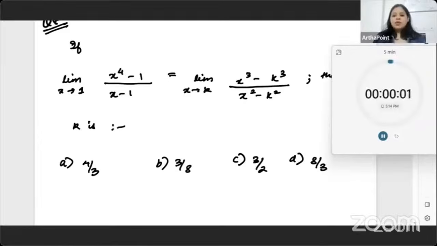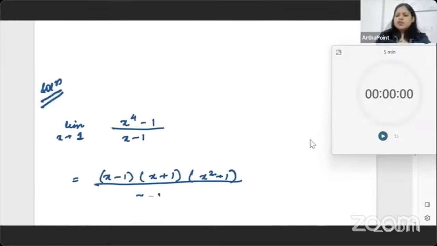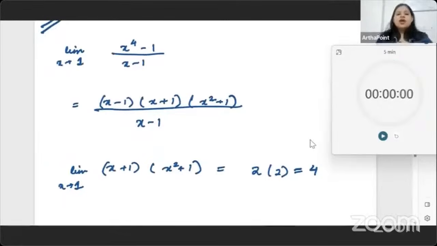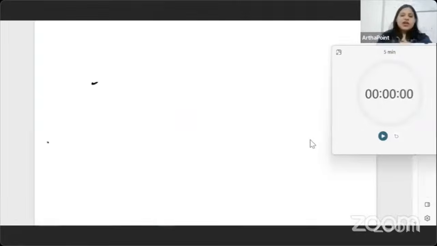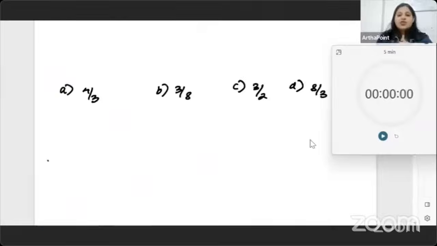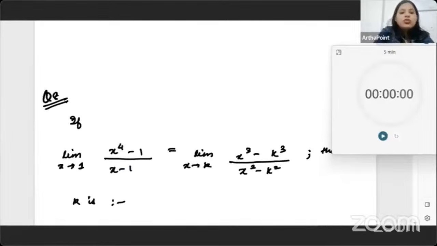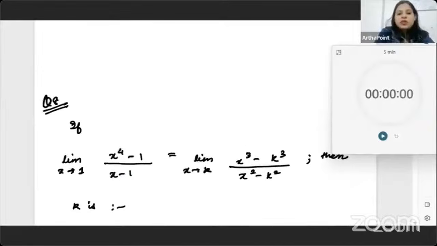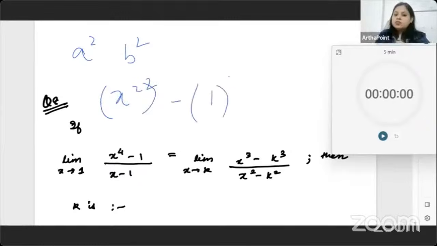Okay, time's up. Let's go ahead and have a look at the solution to this problem. So what it says is that the two limits are equal. To begin with, I will start with the left-hand side, x to the power 4 minus 1 upon x minus 1. Just think about this. X to the power 4 minus 1, if I want to use the concept of a square minus b square, can I write this as x square whole square minus 1 whole square, right?